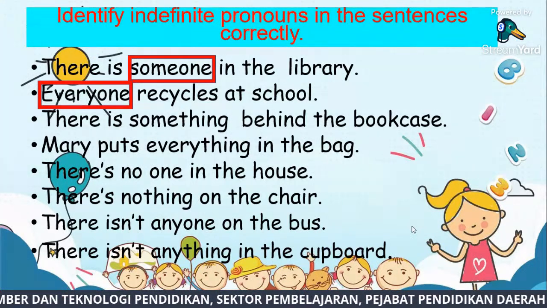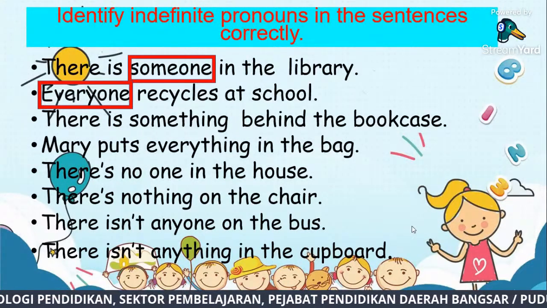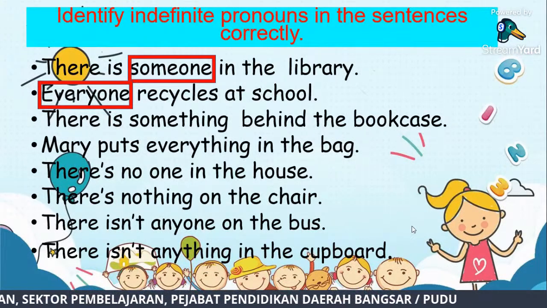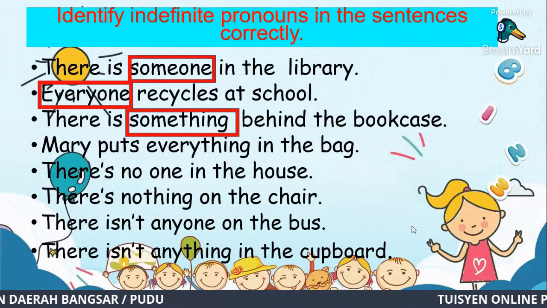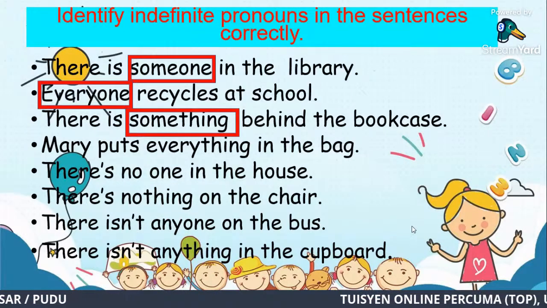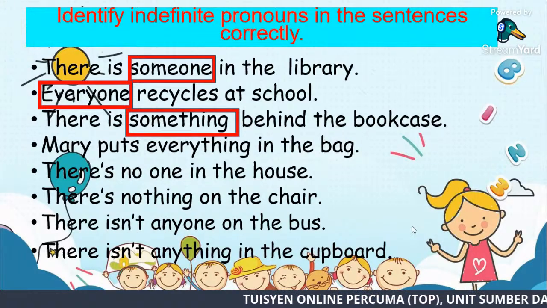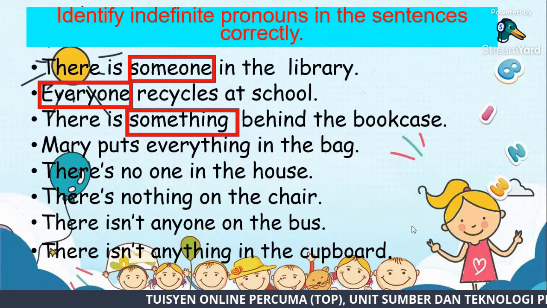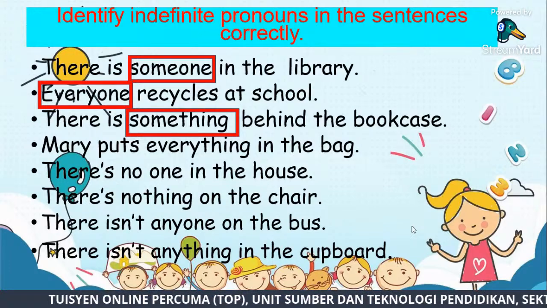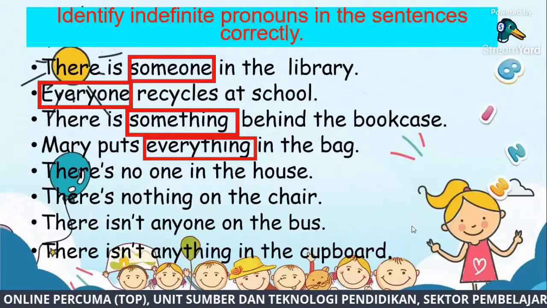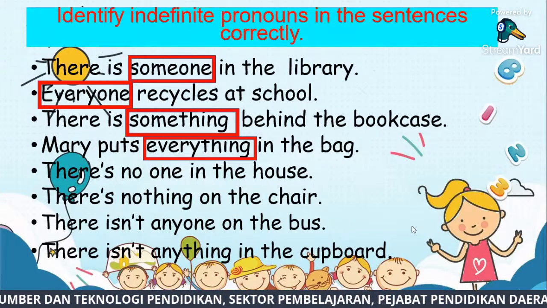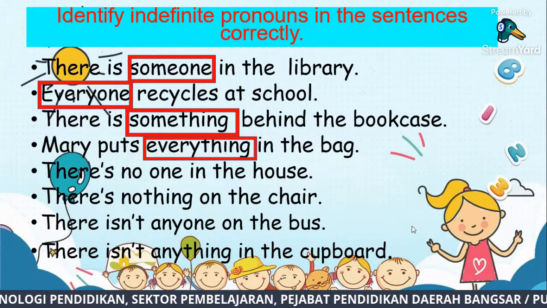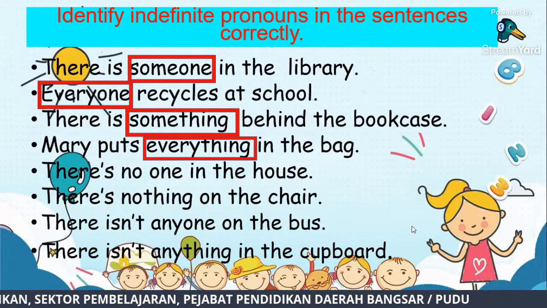Okay, the third one, there is something behind the bookcase. So where is the indefinite pronoun here? The third sentence, yes, something. Okay, the fourth one, Mary put everything in the bag. So where is the indefinite pronoun? Yes, it is everything. Okay, the fifth sentence, there is no one in the house.